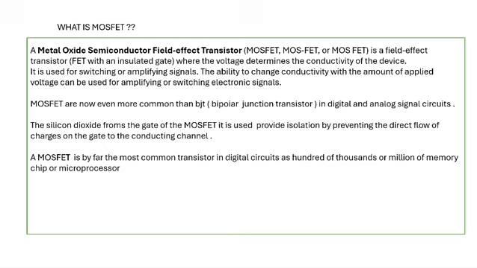MOSFETs are now even more common than BJT, bipolar junction transistors, in digital and analog signal circuits. The silicon dioxide forms the gate of the MOSFET. It is used to provide isolation by preventing the direct flow of charge from the gate to the conducting channel. A MOSFET is by far the most common transistor in digital circuits, as hundreds of millions of them make up a memory chip or microprocessor.